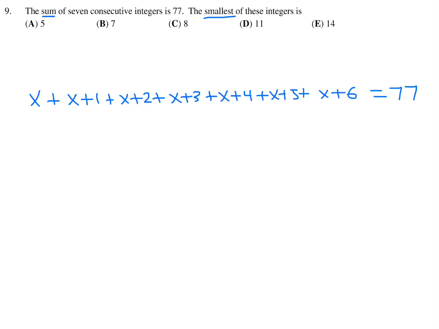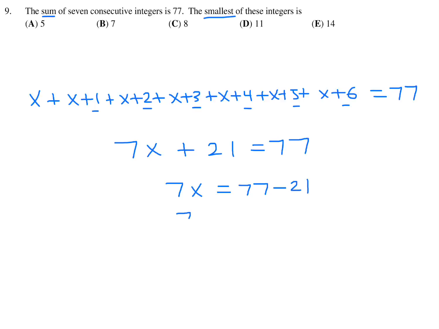So just do the algebra. How many x's do we have? I believe it's 7x. And then you're adding 1, 2, 3, 4, 5, 6, and that is equal to 21, and the total is equal to 77. So 7x is equal to 77 minus 21. 7x is equal to 56, and therefore x is equal to 8. And the smallest of these integers is the first one, which is x, and x is 8. So the answer is C.